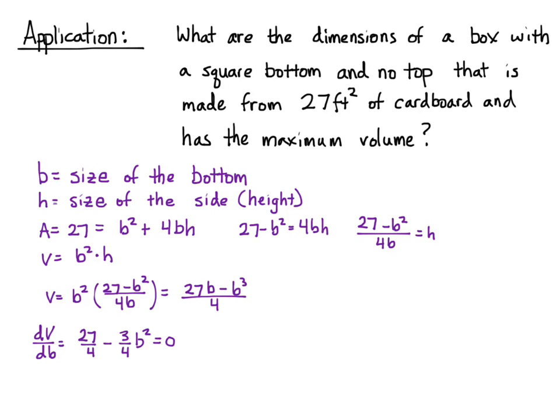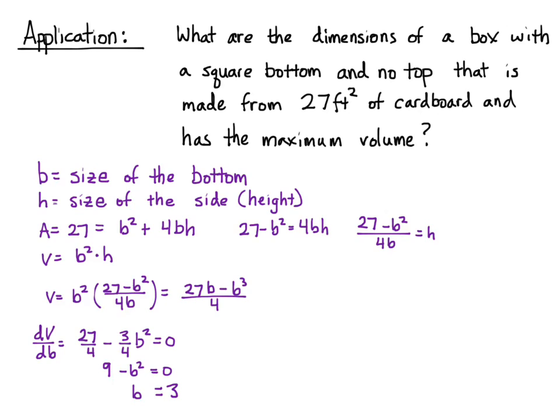Okay, so I'm going to take the derivative, split this into two terms, 27b over 4 minus b cubed over 4. If I take the derivative, the 27b over 4's derivative is just 27 over 4. The derivative of negative b cubed over 4 is going to be 3/4 b squared. And so I'm going to set that equal to 0, and then multiply through by 4, and then I get b squared equals 9, so b equals 3. Actually, it's plus or minus 3, but I'm not going to have a negative dimension.